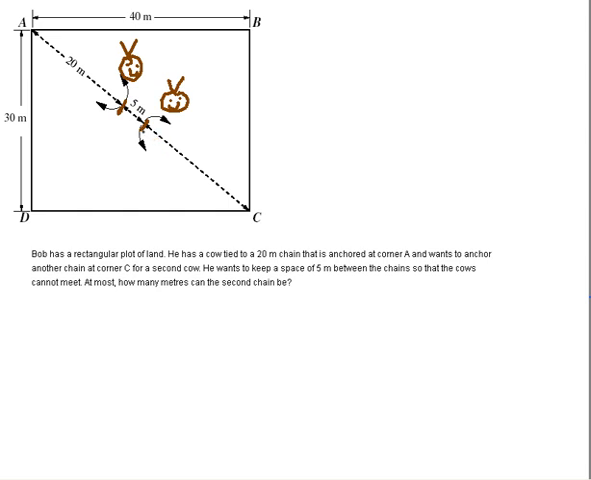Okay, so what we're interested in finding is the distance that the cow has to be in order for there to be a 5-meter distance between the two of them. So we're interested in finding the distance from here to here, and let's define that as a variable x. So we're interested in finding that distance x here.